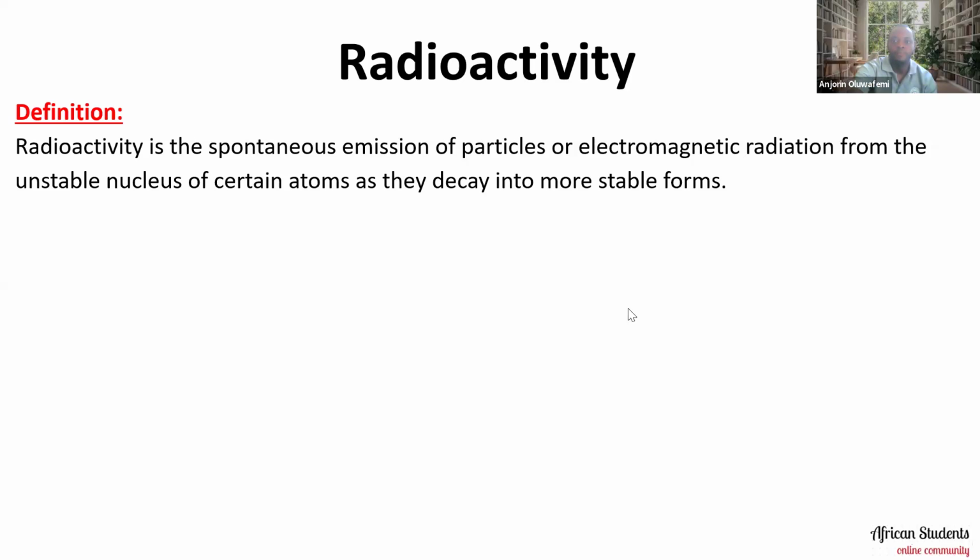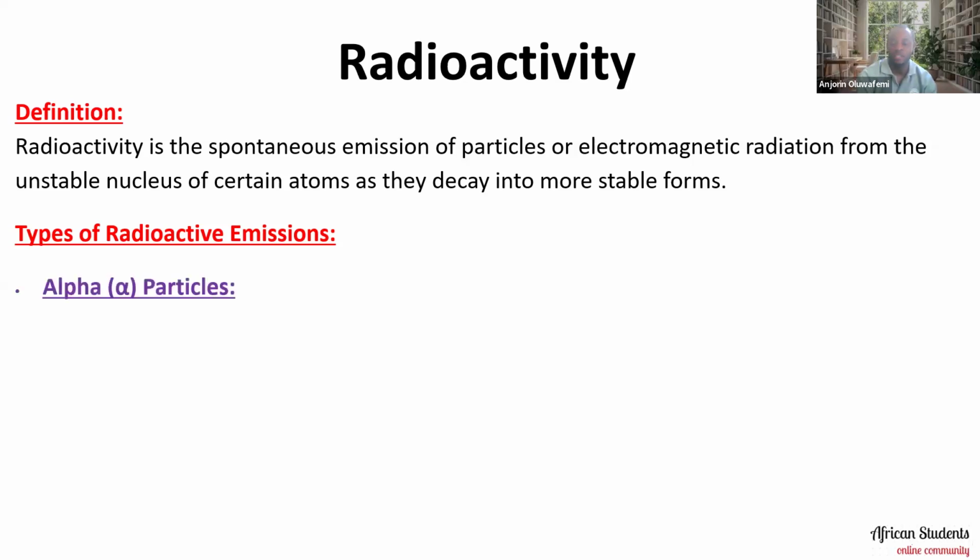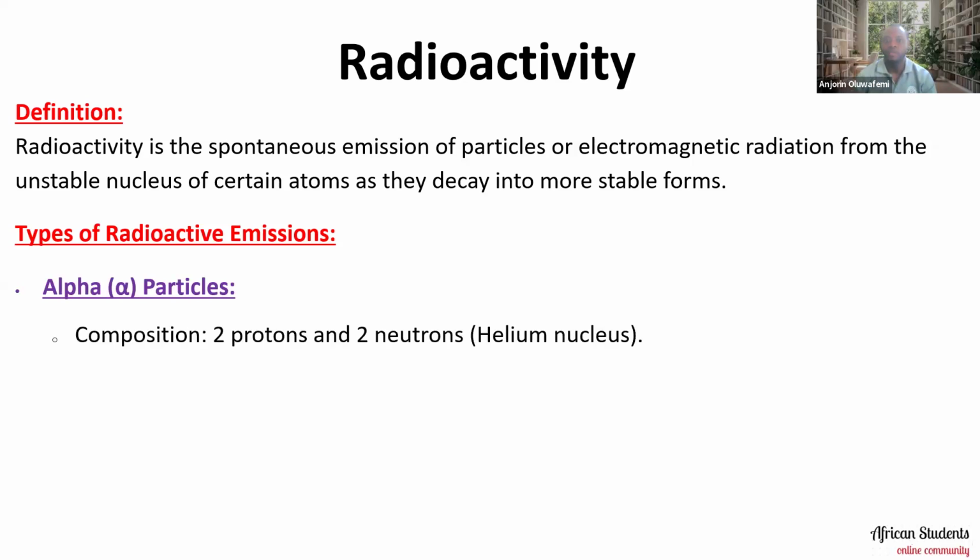Having said that, the next thing that we need to look at are the types of radioactive emissions that we have. The first one is alpha particles. Basically, an alpha particle is composed of two protons and two neutrons. It is typified with the helium nucleus. That is what we use in characterizing it.